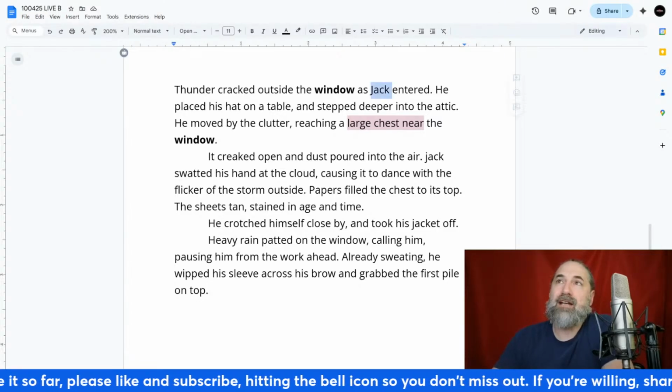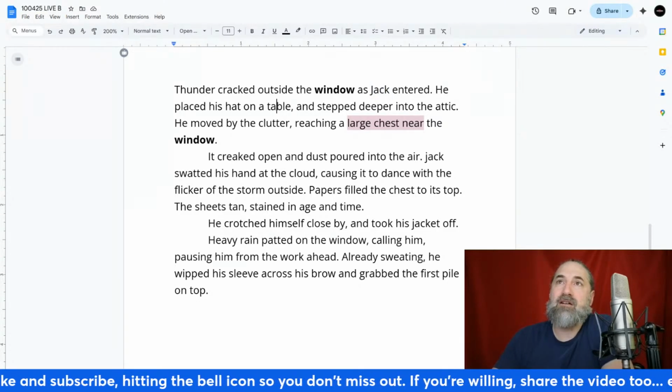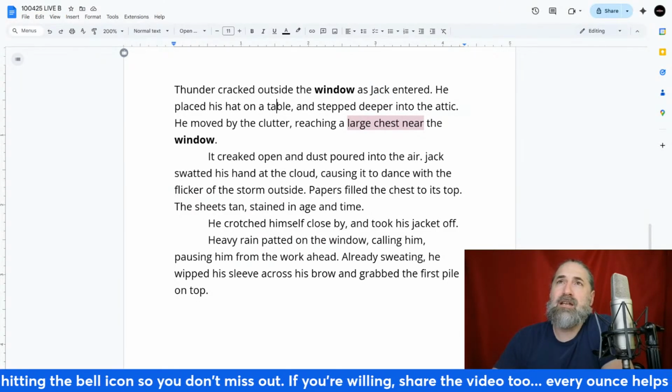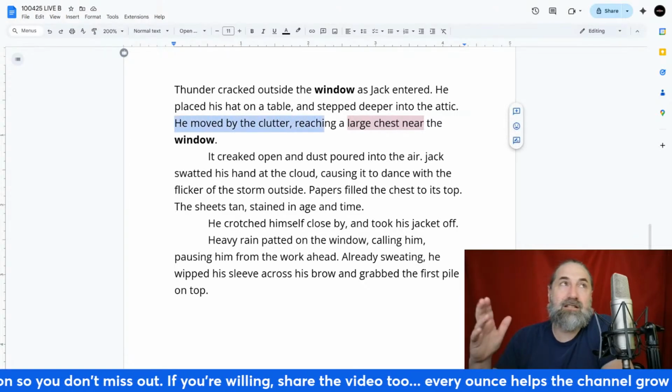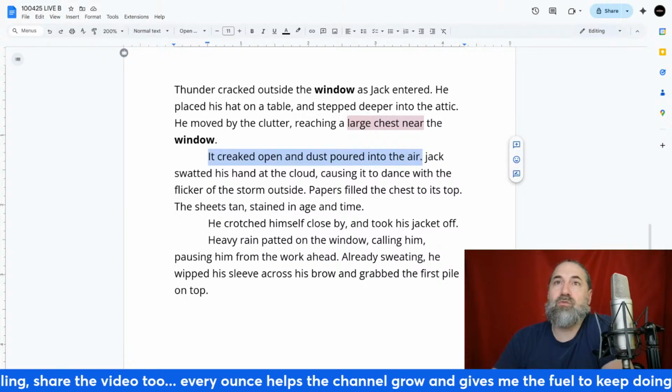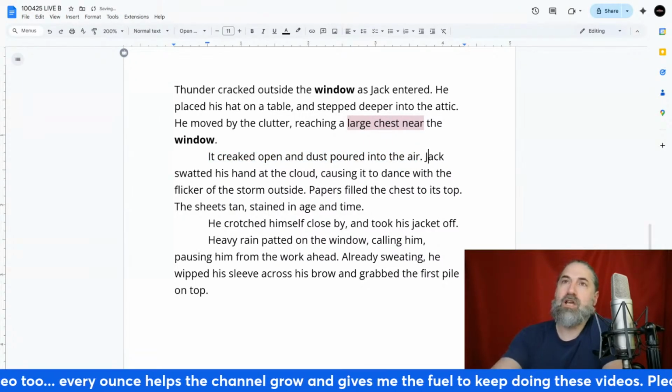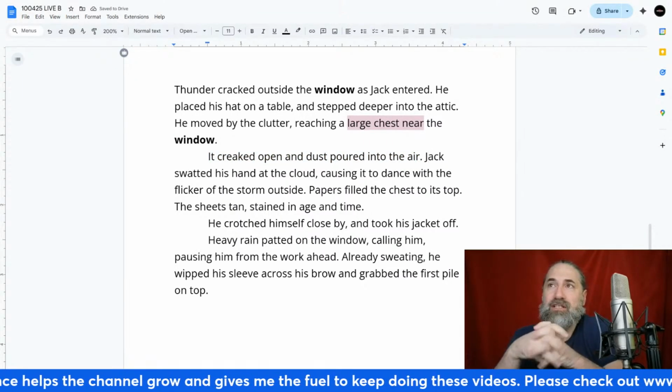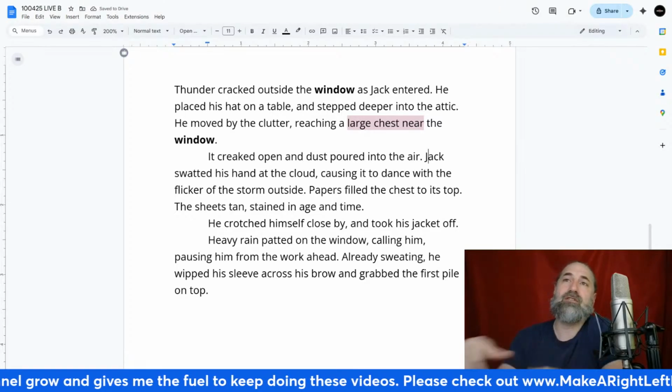Who is Jack? Why is he entering this room? He placed his hat on, and say, oh, he has a hat on. He stepped near the eye. Okay, he moved through clutter. All right, so the attic is cluttered. Okay, large near the window. All right, it cracked open and dust poured through the room. Jack swatted his hand at the cloud, causing it to dance with the flicker of the storm outside.